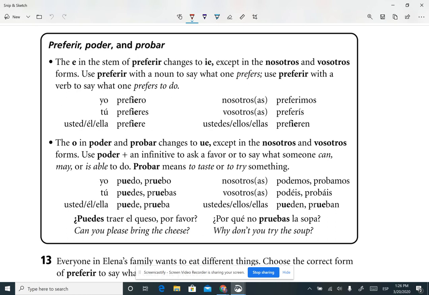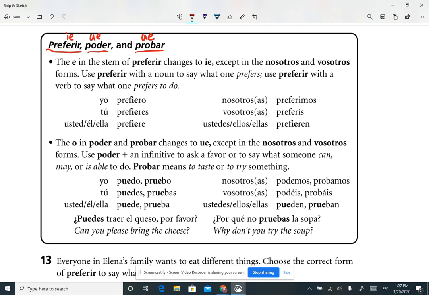You probably just want to, at minimum, write down these three words and make sure you know this one is a UE changer, this one is a UE changer, and this one right here, the second E, is going to be an IE changer, right? So as long as you know that those three verbs are stem changing and what they stem change to, you should be in pretty good shape.